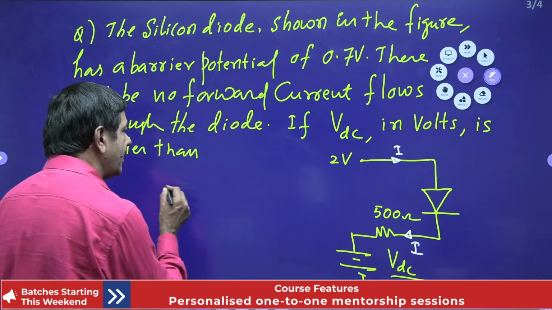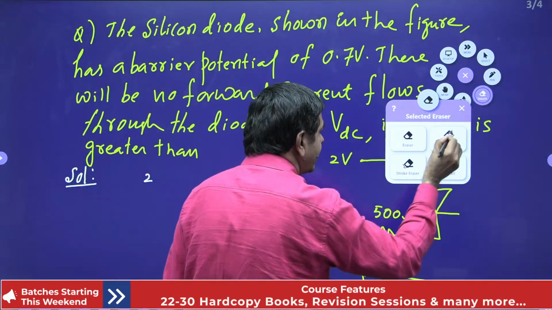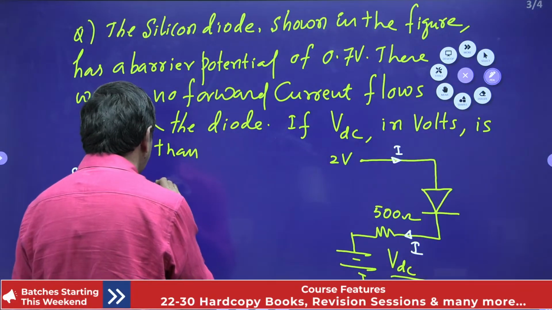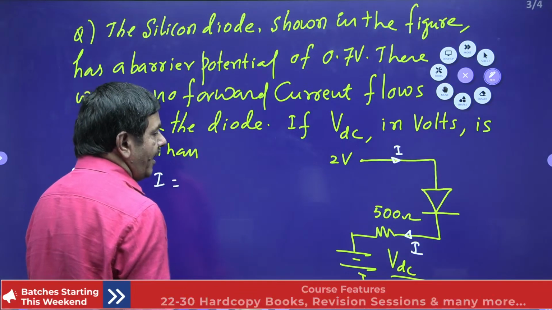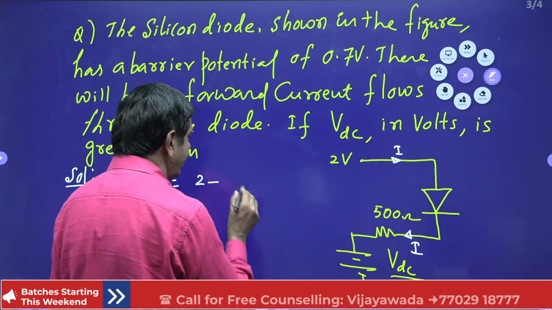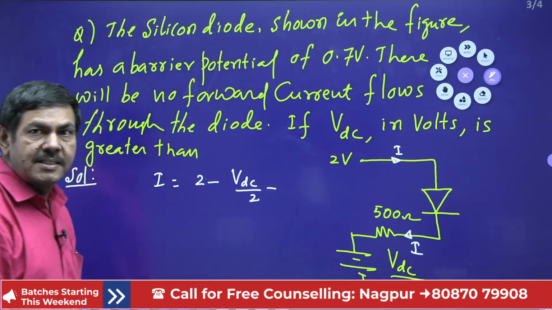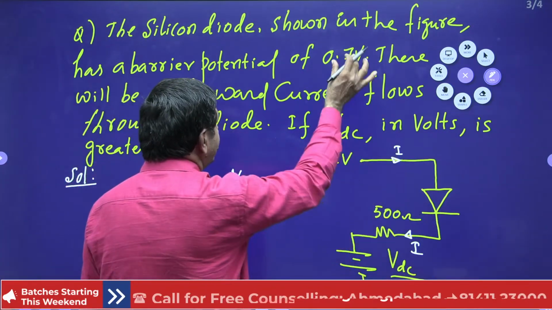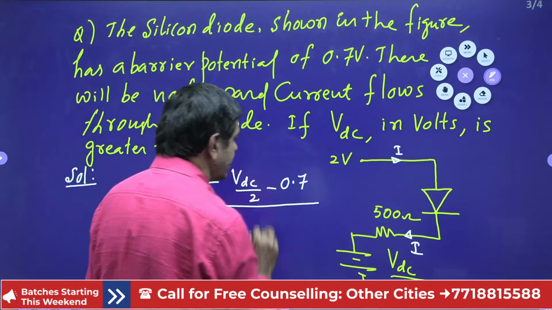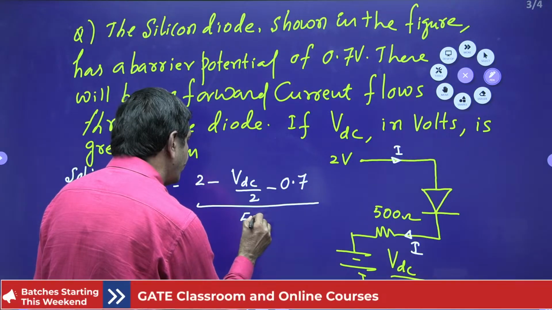When KVL is applied, we can write the current directly by using Ohm's law. I equals 2 minus this voltage, VDC by 2, minus the drop across the diode, which is given as 0.7, must be divided by the total resistance. What is the total resistance? 500 ohms, it is given.